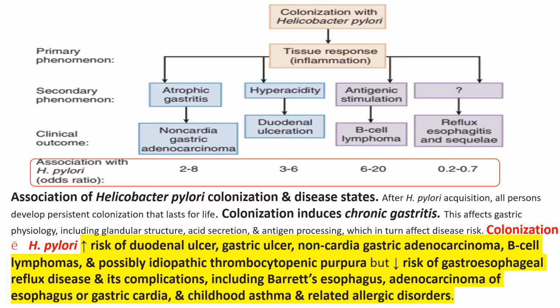This graph shows the effect of colonization with Helicobacter pylori. With H. pylori, there is increased risk of duodenal ulcer, gastric ulcer, non-cardia gastric adenocarcinoma, B-cell lymphoma, and possibly idiopathic thrombocytopenic purpura, but decreased risk, that is protection, in the following cases: decreased risk of gastroesophageal reflux disease and its complications, including Barrett's esophagus, adenocarcinoma of the esophagus or gastric cardia, and childhood asthma and related allergic disorders.